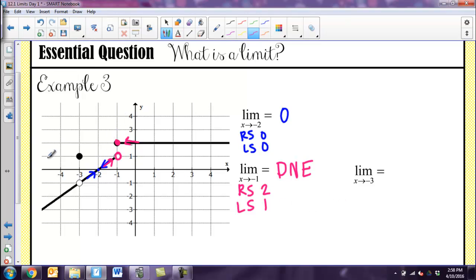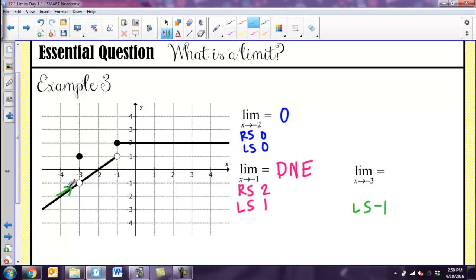If I look at something like -3 though, again, I'm going to look from the left side to the right side. I'm going to erase this stuff. And if I am coming in from the left side on my function, I'll start over here, I see that I'm getting really close to -1.